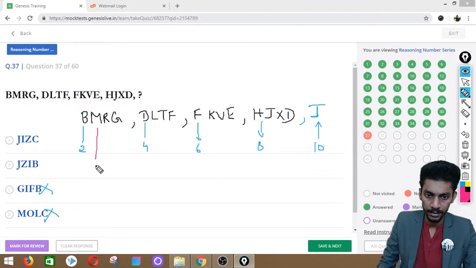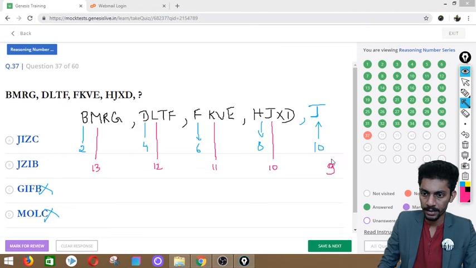M is the 13th letter, L is the 12th letter, K is the 11th letter, J is the 10th letter. So what is happening here? 13, 12, 11, 10. Next should be the 9th letter. Which is the 9th letter? In the English alphabet, the 9th letter is I.